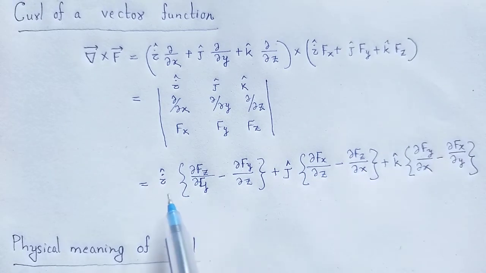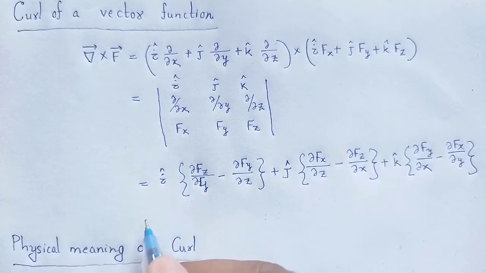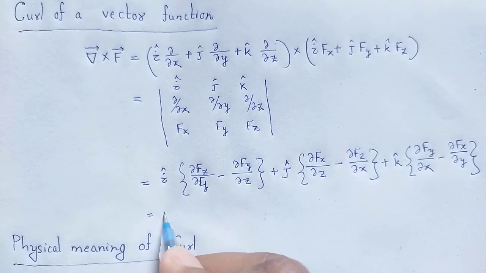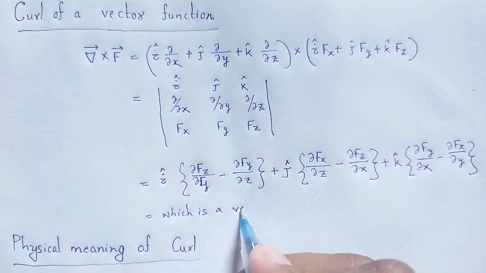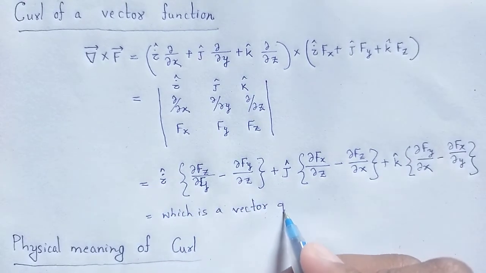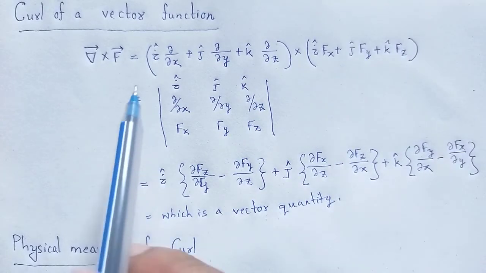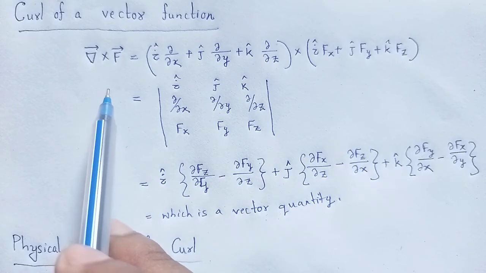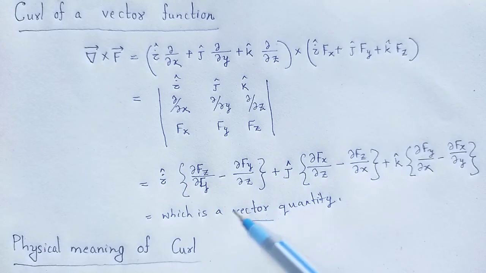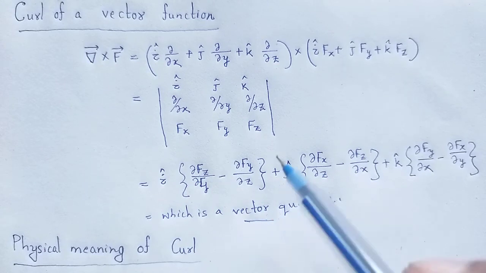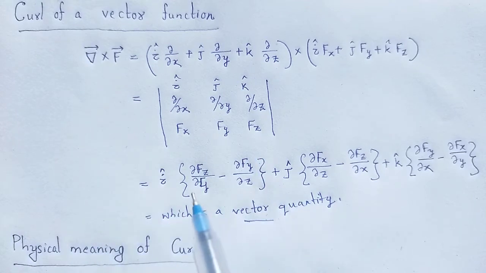Look at i cap, j cap, k cap. That's why it is a vector quantity. The result of the curl of a vector function is also a vector quantity. That's why the curl of a vector is a vector.